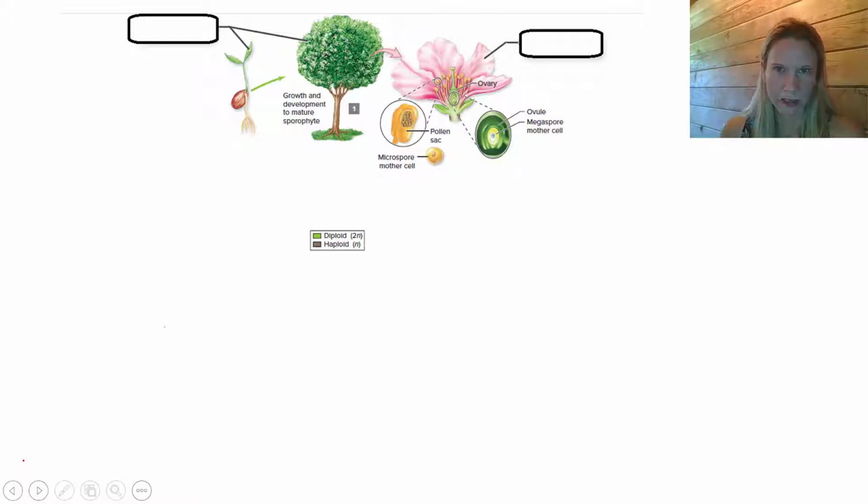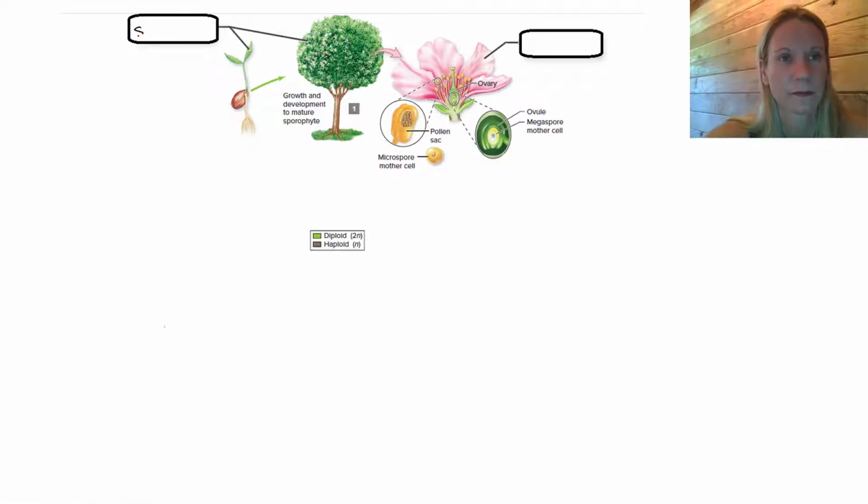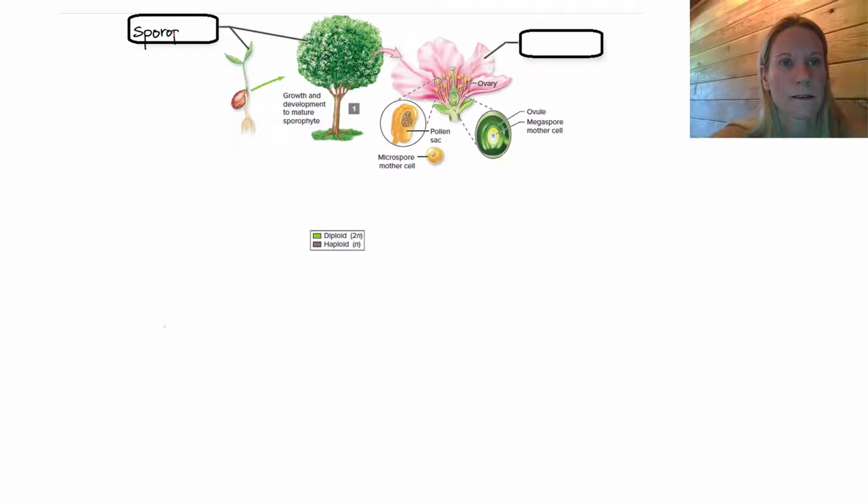Okay, so this is the life cycle of an angiosperm. It happens to actually be a cherry tree. And of course, this cherry tree grows from a seed. And here we see the sporophyte growing out of the cherry seed, and it grows into the mature sporophyte, which we refer to as just the tree, okay? So remember, sporophyte dominant, it's going to be the largest structure. Sporophyte.